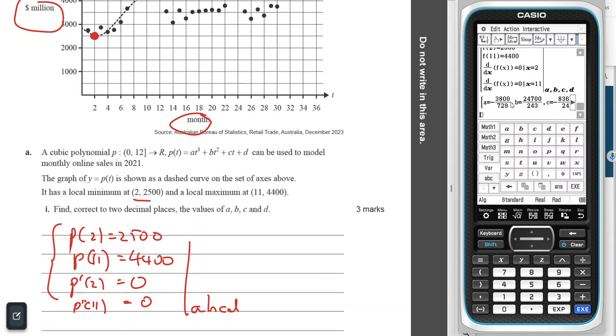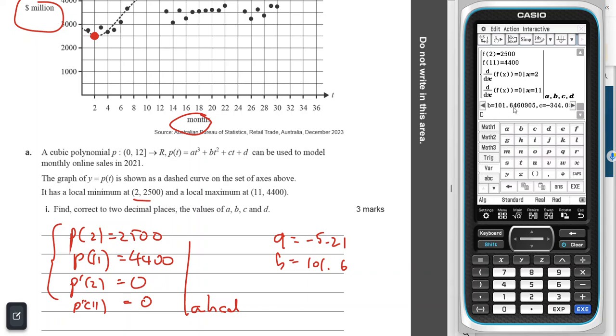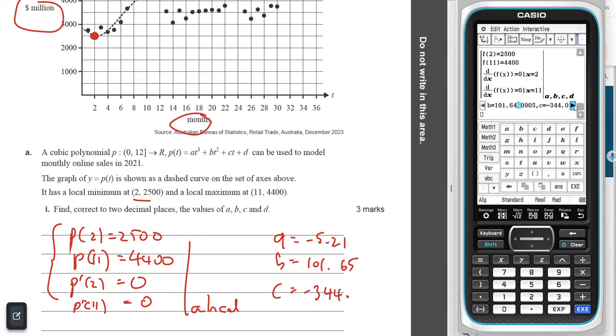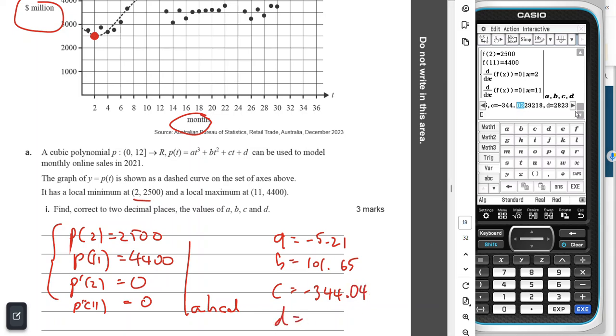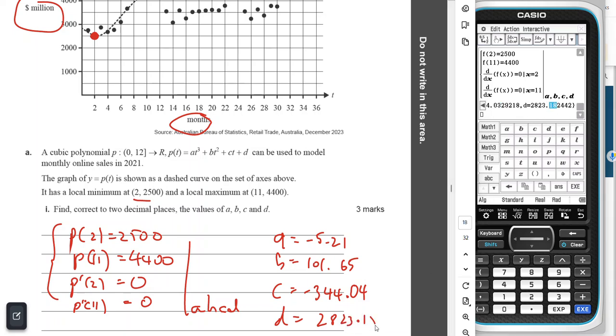And we're looking for 2 decimal places. So A equals negative 5.21, B is equal to 101.65, C is equal to negative 344.04, and D is equal to 2823.18. Okay.